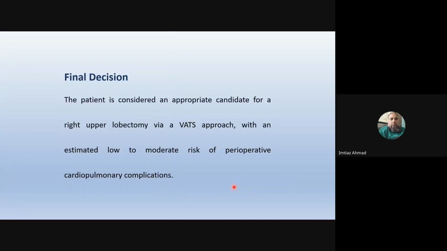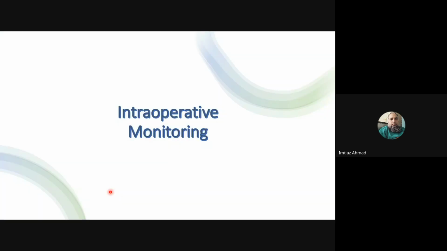The final decision for our case: the patient is considered an appropriate candidate for right upper lobectomy via VATS approach, with an estimated low to moderate risk for perioperative cardiopulmonary complications.